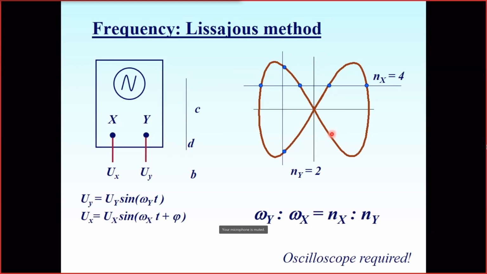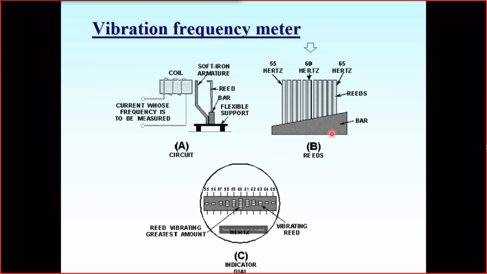Some field instruments for the frequency measurement. I mean, the instrument which just shows us a frequency. Some very old approach. I actually have seen such meters somewhere, but they are used very rarely now. It's called a vibration frequency meter. How does it work? It uses the resonant vibration of separate bars.